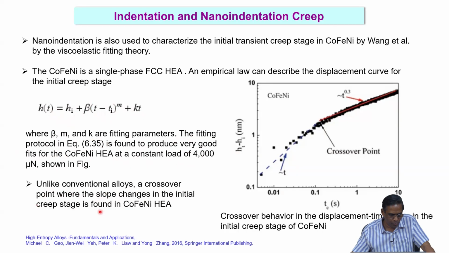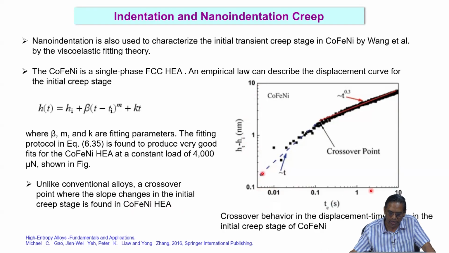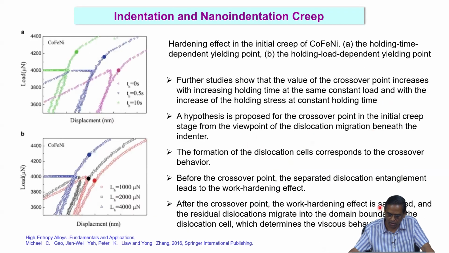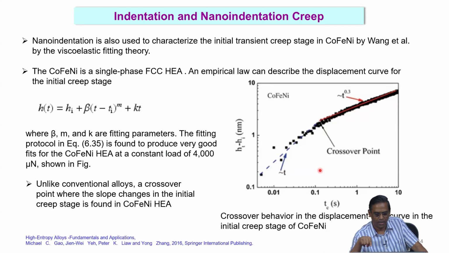In conventional alloys, the crossover point where the slope of the creep stage changes is found in the iron alloy. What is it that you are seeing? Here it is h(t), so height as a function of time, and the crossover point. What is the significance of this crossover point? It is material dependent, and you are measuring the depth as a function of time.